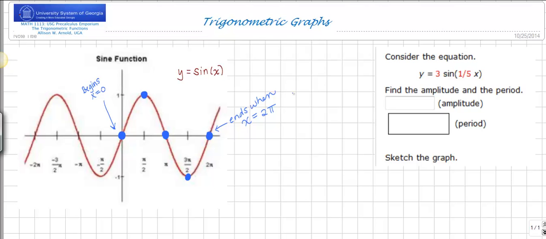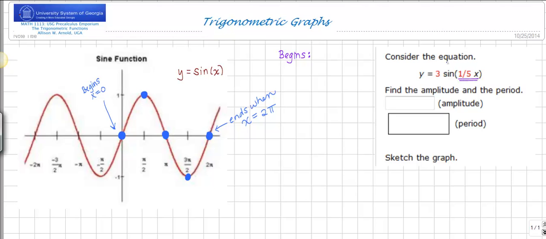If I can figure out where the graph we were considering, y equals 3 sine of 1/5 x, actually begins and ends, then I can use the symmetry for sine to fill in the gaps there. So let's take a look. Here's how I like to approach it. I like to use a substitution type process.